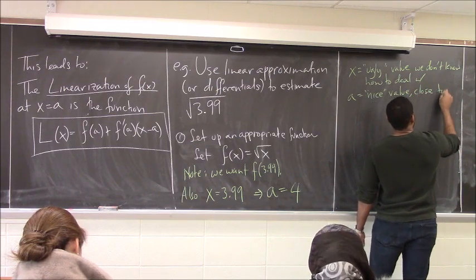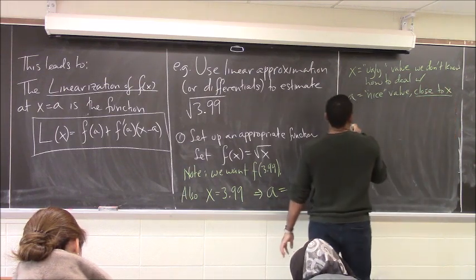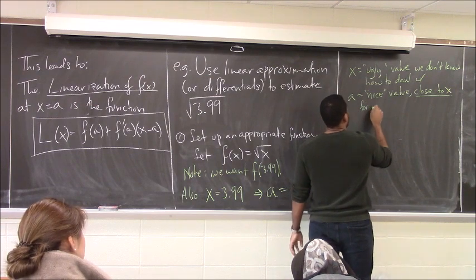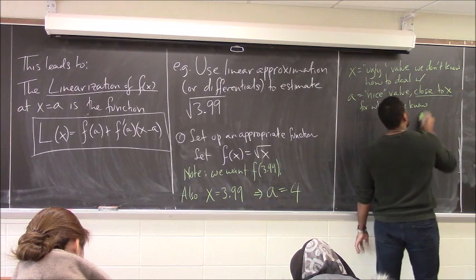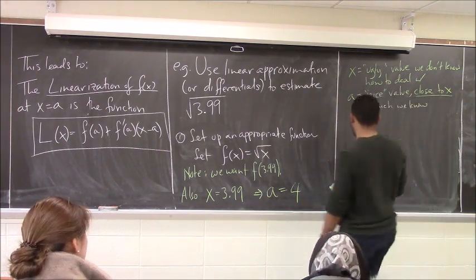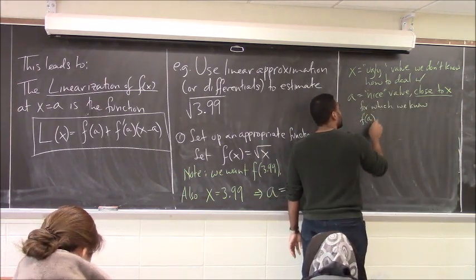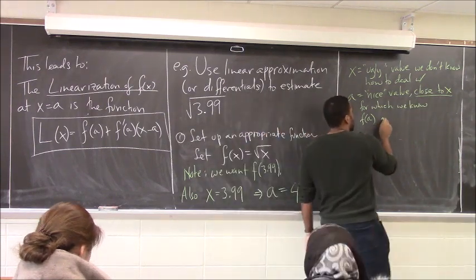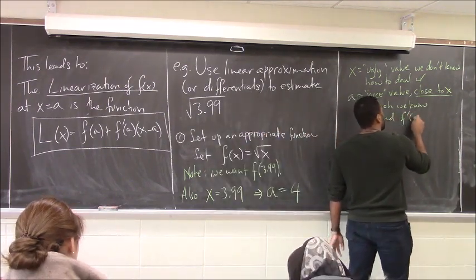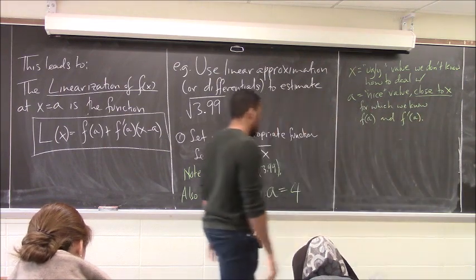For it to work, a must be close to x, as close as you can get, for which we know the values. The idea is we need to be able to develop the tangent line here. So we should be able to know what is the function's value at a and what is its derivative at a.